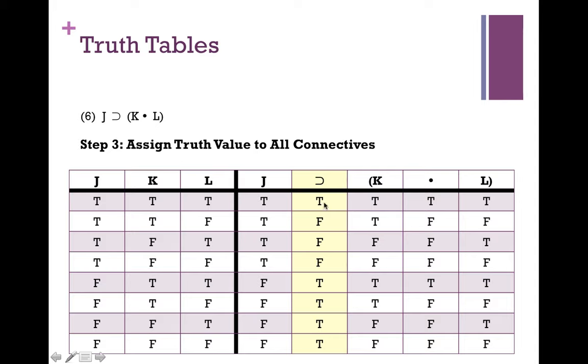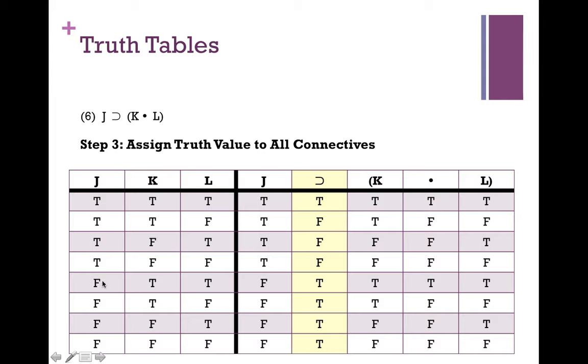This is basically true if both J and K are... let's try this one more time. This is true if J, K, and L are true. It's also true anytime J is false. However, it's false if J is true and either K or L is false. So if J is true and we have K or L is false, then this proposition is false. But it's true if J, K, and L are true.